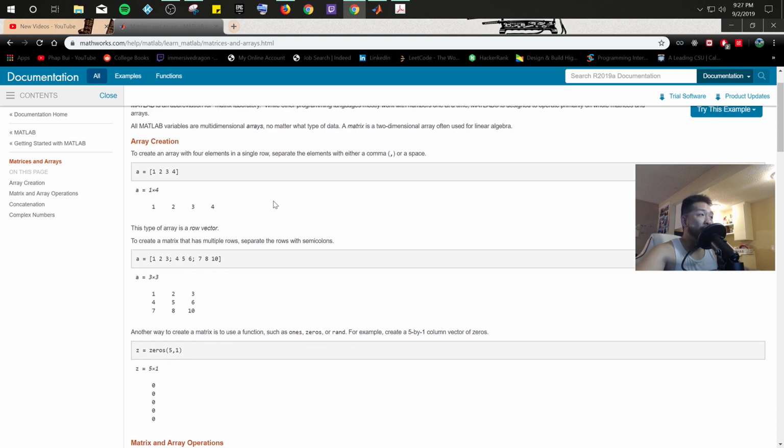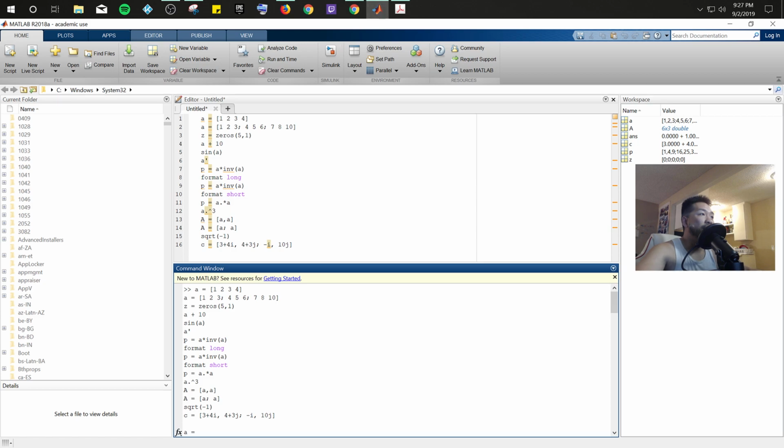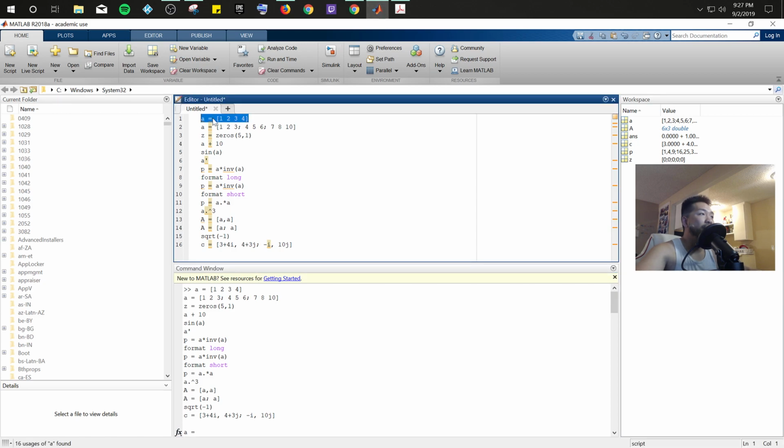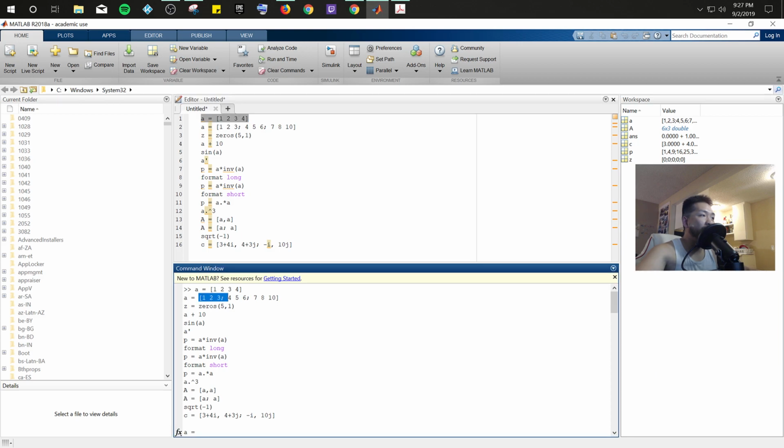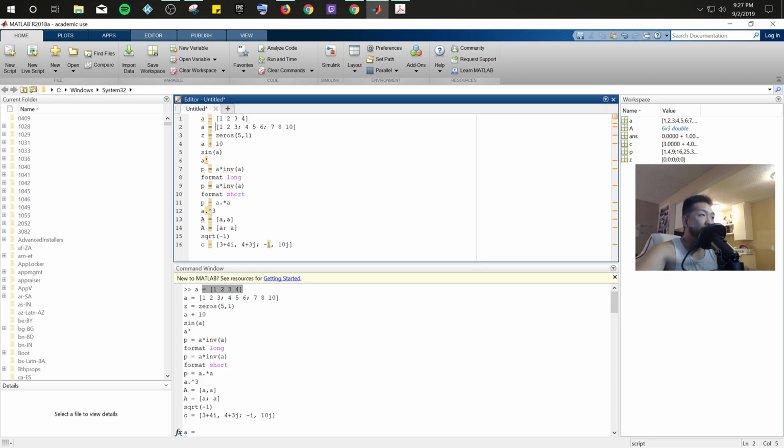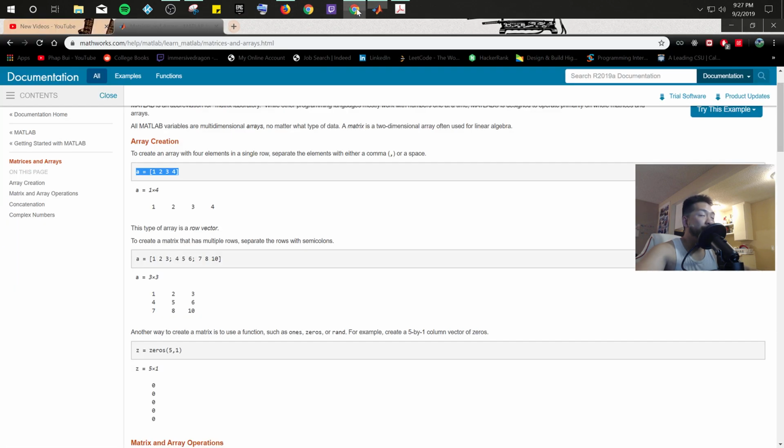To create an array with 4 elements in a single row, separate the elements with either a comma or a space. So here, this is an array creation. We're going to type it in the script. A is equal to 1, 2, 3, 4, and the output here is going to be A is equal to 1, 2, 3, 4. Now you could actually have a row vector here.